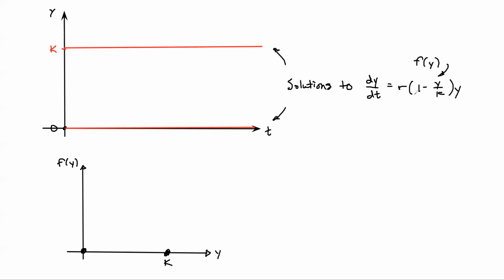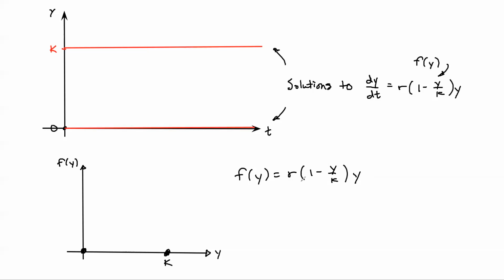So this thing is f of y, let's just rewrite it over here and ditch the dy dt for the moment. All right, so we've got f of y equals r times 1 minus y over k times y. So if you plug in y equals 0, then f of y is 0. If you plug in y equals k, then f of y is going to be equal to 0 as well.